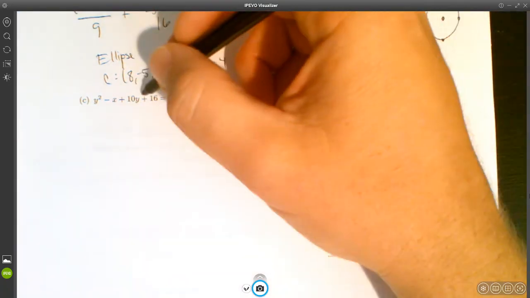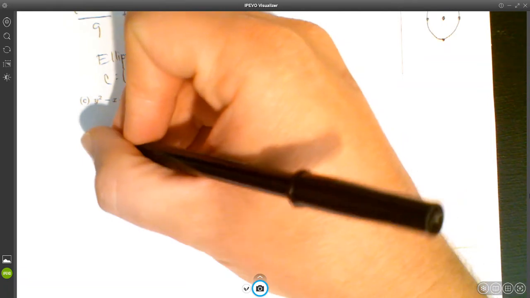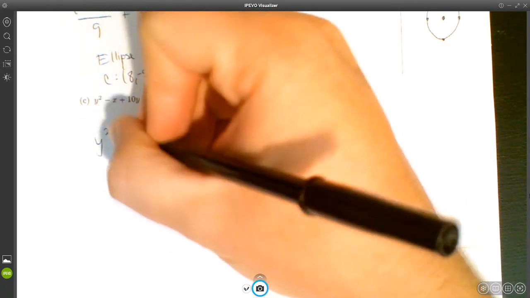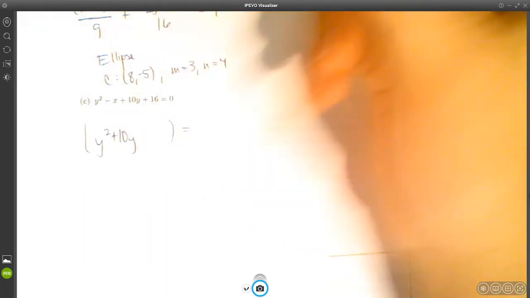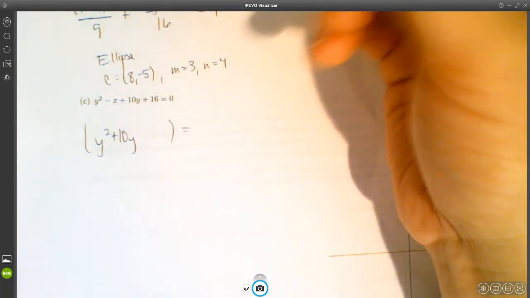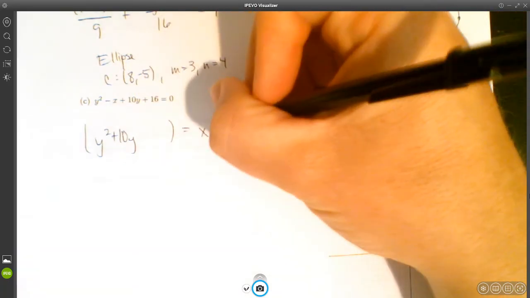Okay, so I'm going to group the y terms together. So I'm going to have y squared plus 10y, and then I'm going to leave myself some space. The other terms I'm just going to move over to the other side because I'm not completing the square on them. So I'm going to move x over by adding x to the other side, and the 16 over by subtracting 16.